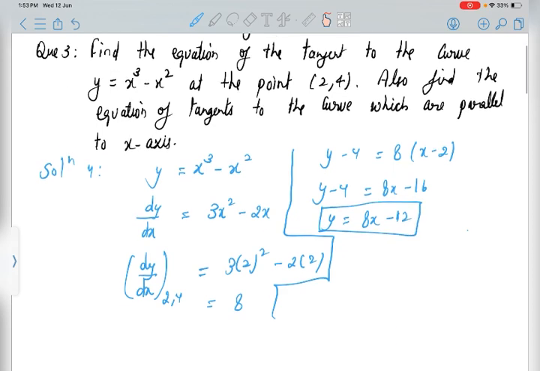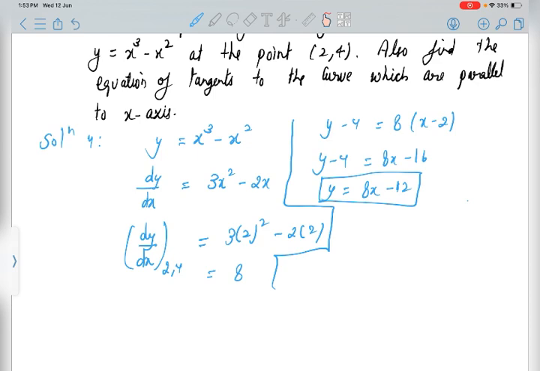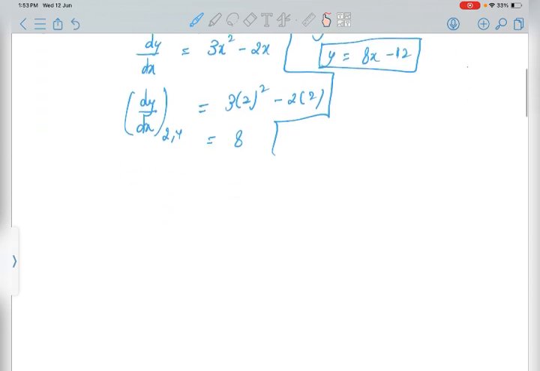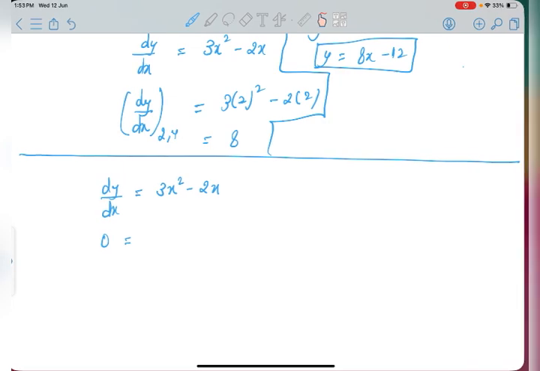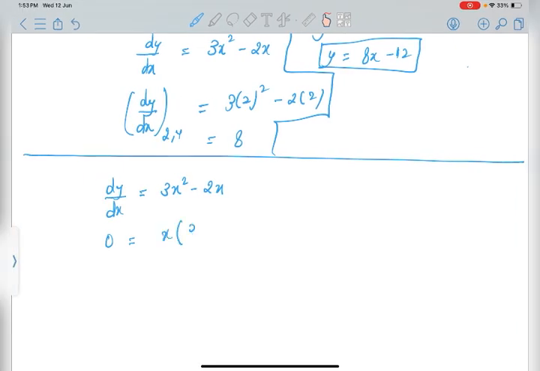Now the second part: also find the equation of tangent to the curve which are parallel to x-axis. Parallel to x-axis means slope is 0. So dy by dx is 3x square minus 2x. It means slope of tangent is 0. So we can take common x, 3x minus 2. So x will be 0 and x will be 2 upon 3.